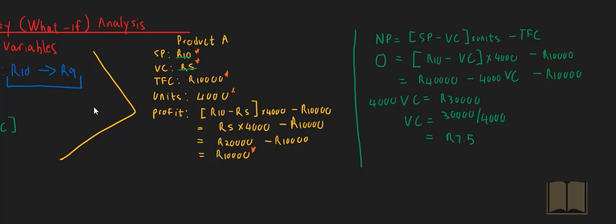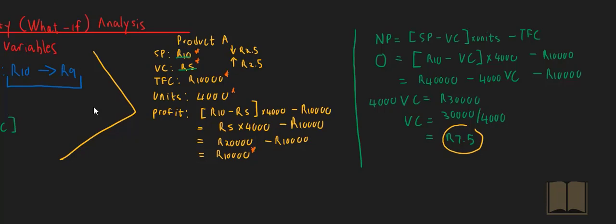So your variable cost can increase by 2 Rand 50, and only if it increases by more than 2 Rand 50 will you start making a loss. So this makes sense, right? We saw that our selling price per unit can go down by 2 Rand 50 before you make a loss, or our variable cost per unit can go up by 2 Rand 50 before you make a loss. We can do the same for total fixed cost. We can also do the same for total number of units.